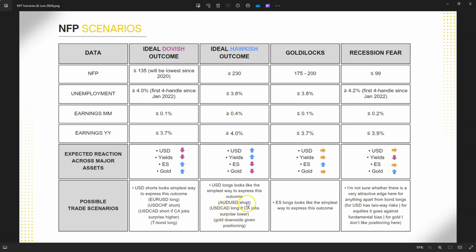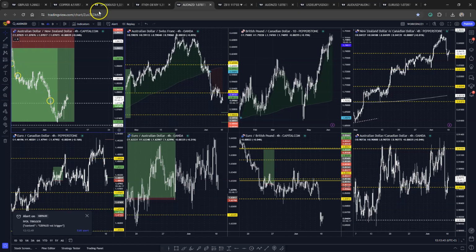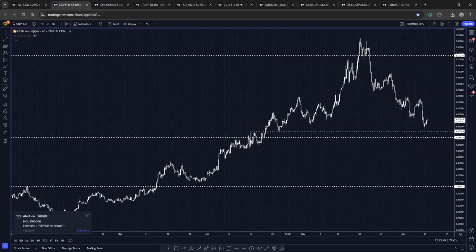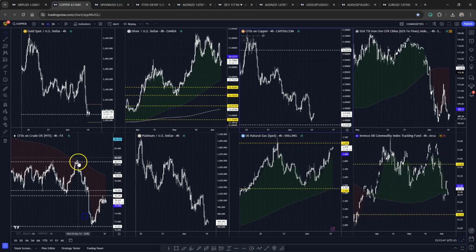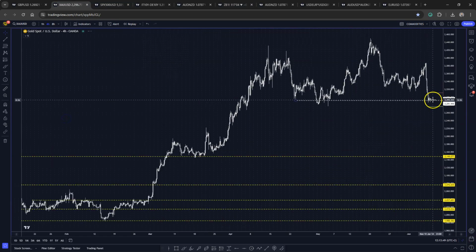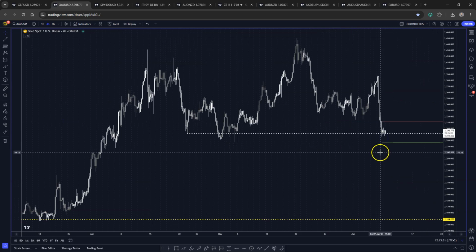obviously, like we did, Aussie dollar shorts, which we traded. We could have looked for Aussie CAD. I didn't trade that because the Canadian jobs data didn't surprise meaningfully enough to the downside. The other option was gold downside, given positioning, right? So look at what happened to gold on Friday. It was a massive move to the downside, moving into that key level of support we were looking at on Friday at around that 2,300 level.